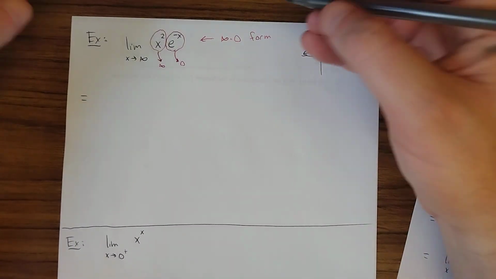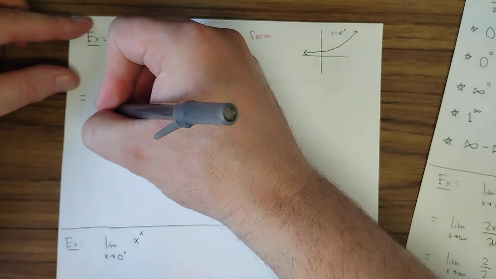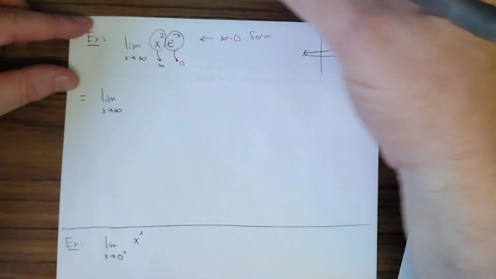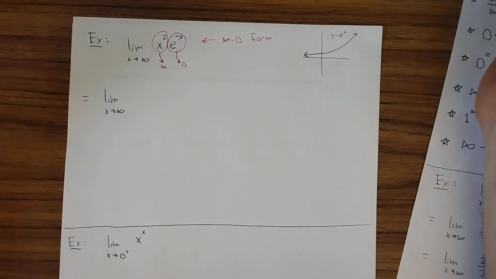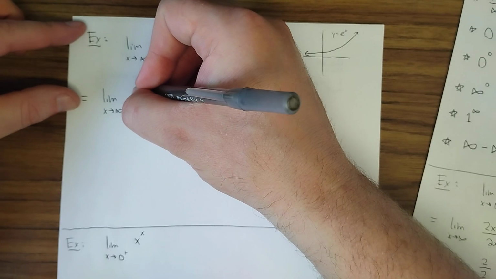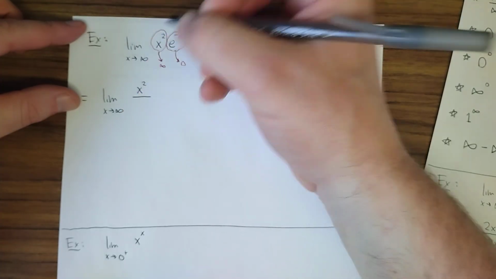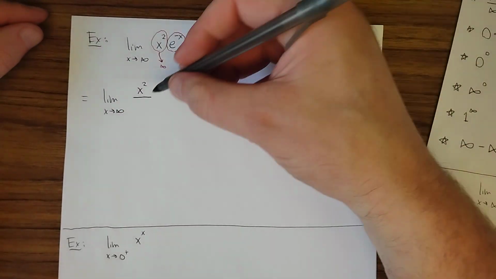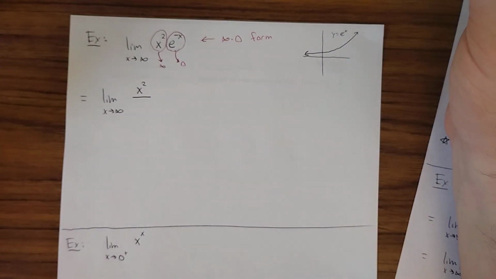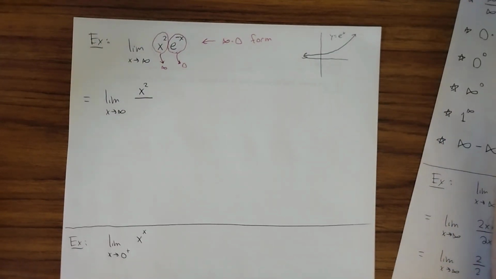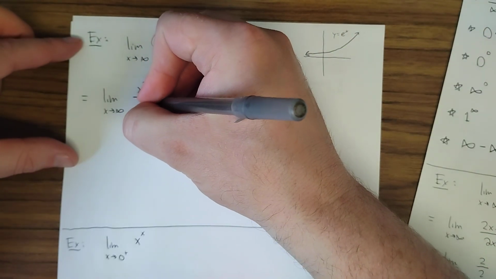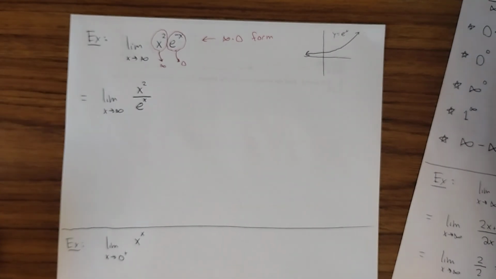So let's do this. I'm going to throw one of these on the bottom. I don't want to deal with, like, if I put x squared on the bottom, the reciprocal of x squared is x to the minus 2, I would rather deal with positive powers of x. So I'm going to leave x squared on the top, and on the bottom I'm going to put the reciprocal of e to the minus x, like 1 over e to the minus x, which is e to the positive x.